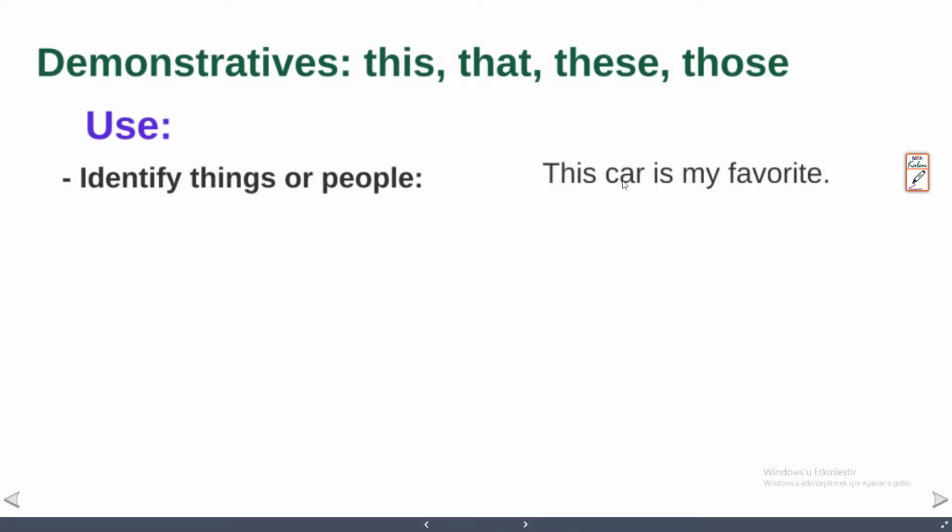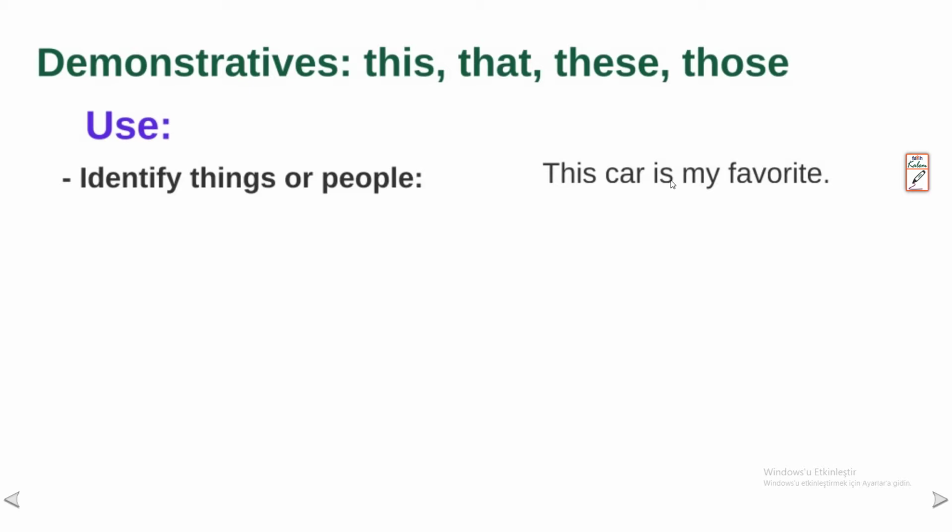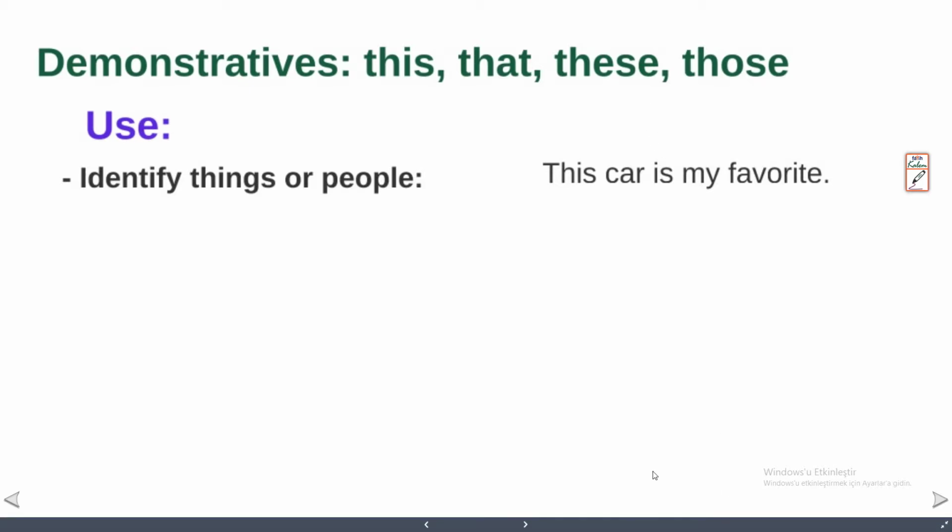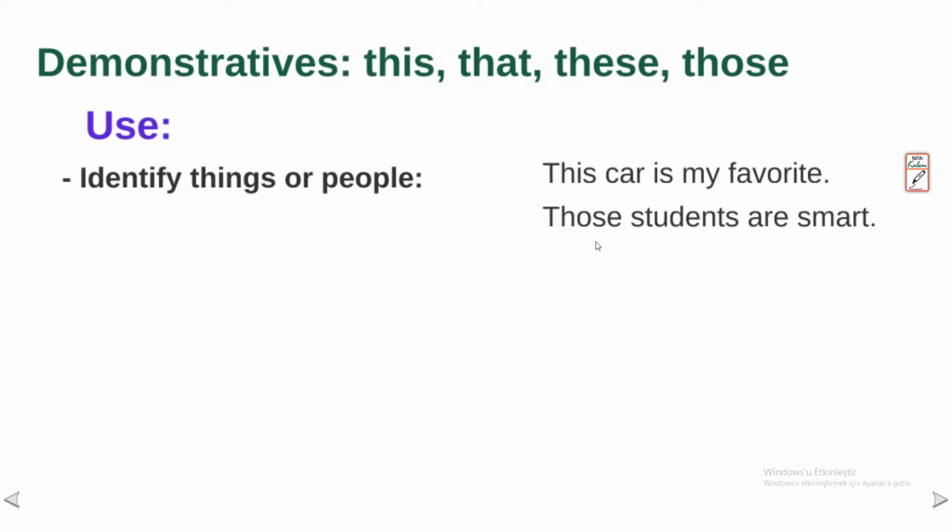For example, this car is my favorite. Which car? This car. I'm pointing at the car. This car is my favorite. For example, BMW is my favorite car, and this car is a BMW. And those students are smart. Which students? Those students are smart, in my English classes, in FI schools.